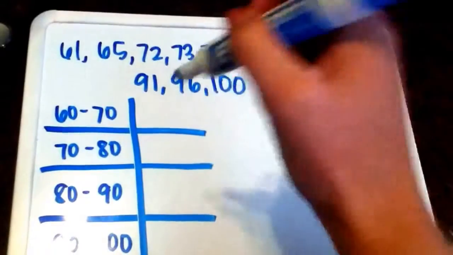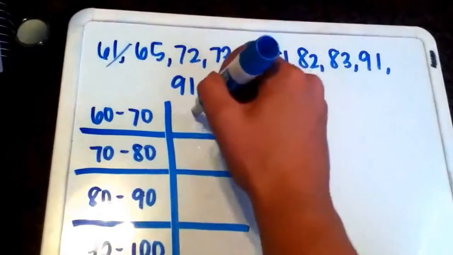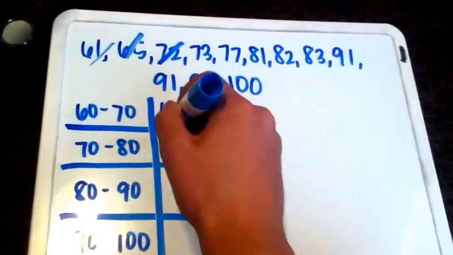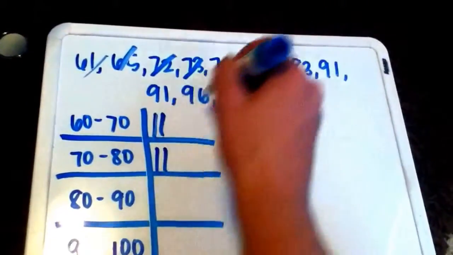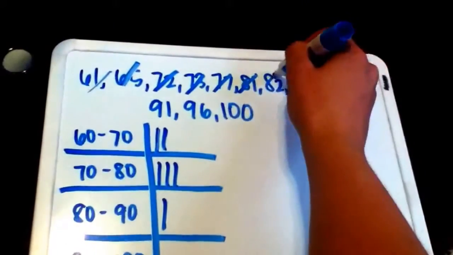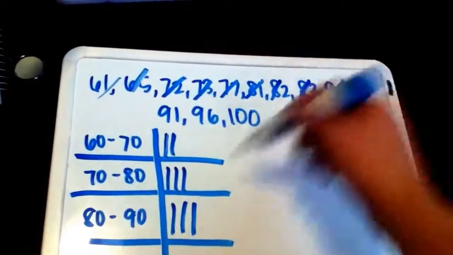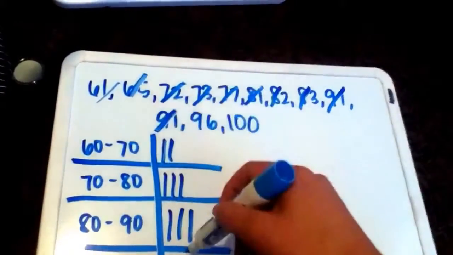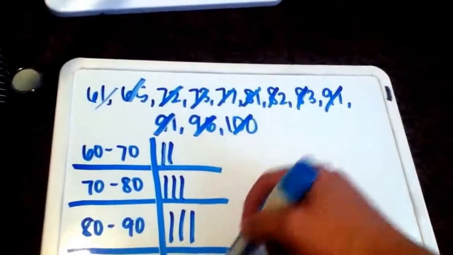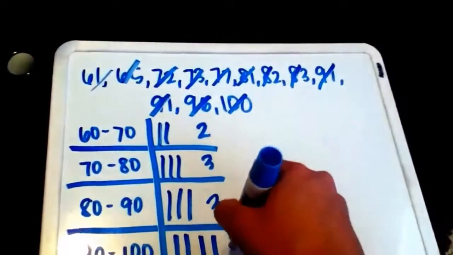So for each number that's in this category, I'm just going to make a tally mark. So 61, tally. 65, tally. 72, tally. 73, 77, 81, 82, 83, 91, 91, 96, and 100. So now what we can do is tally these up. So we know this is 2, 3, 3, and 4.